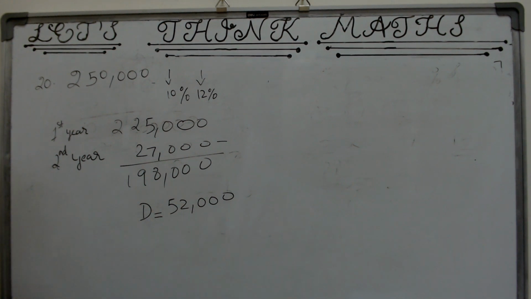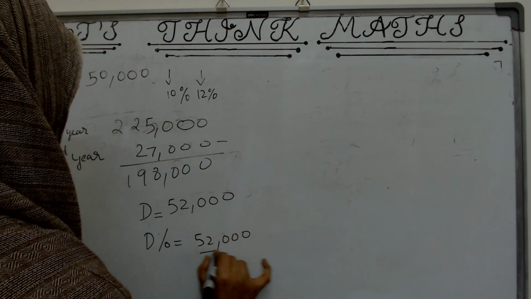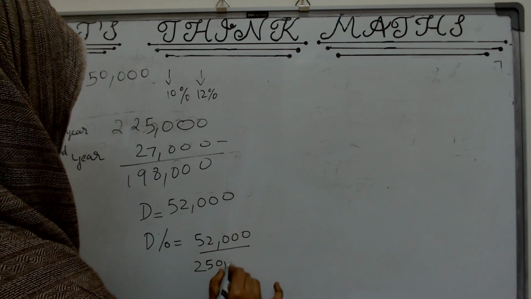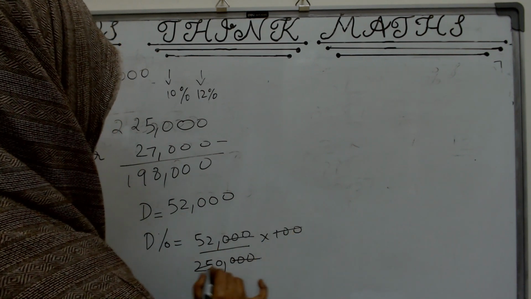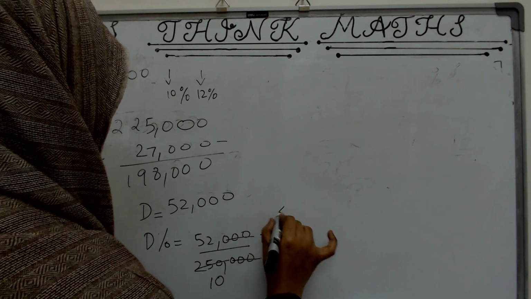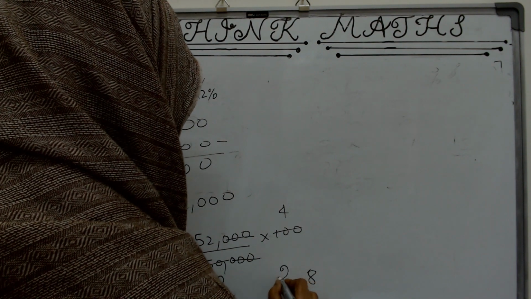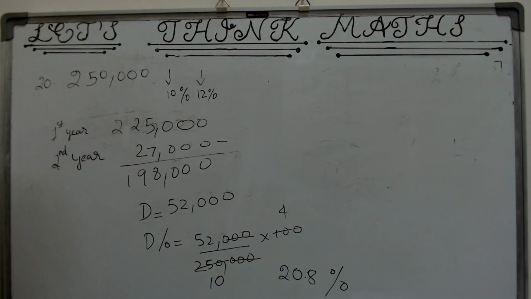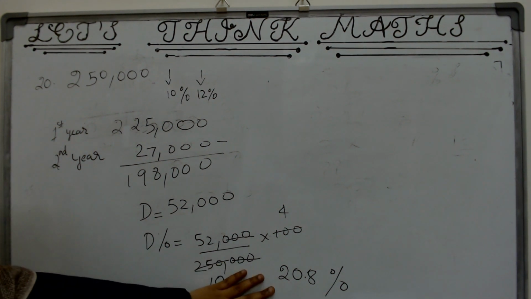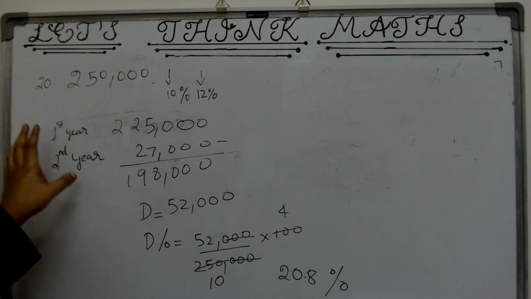That is the decrease, but that is not the question. What is the decrease percentage? For the decrease percentage, what do we always take? We take the amount that we started with. So this into 100. So she lost 20.8% of the money. So the decrease percentage is 20.8%. So with this we come to the end of the step problems.